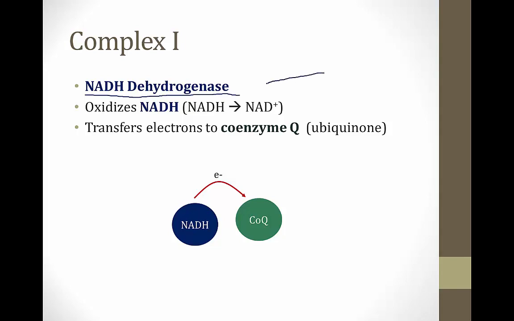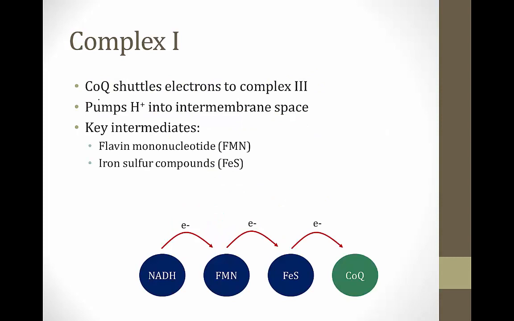So complex 1, also called NADH dehydrogenase, will oxidize NADH and convert it from NADH into NAD+. In doing so, it will transfer the electrons from NADH to coenzyme Q, which is also called ubiquinone. Remember, everything has two names. So I've drawn a picture of what happens in complex 1 down here at the bottom of the screen. The electrons from NADH are transferred to coenzyme Q by complex 1. Once complex 1 has passed the electrons from NADH to coenzyme Q, coenzyme Q will shuttle those electrons to complex 3, skipping over complex 2. In the process of doing this, hydrogen ions are pumped into the inner membrane space, and we'll talk about in a few slides how this will be used to generate ATP.